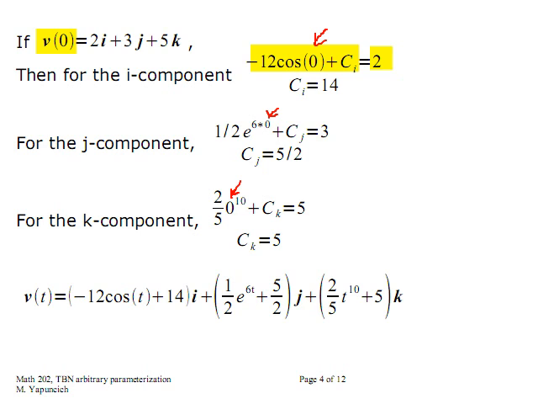Okay, so we have 1/2 e to the 0, which is 1, plus the constant associated with the j direction, and that equals 3 from our initial condition up here. And then we can solve for cj, and the same thing for c with respect to k. Then we can reassemble, and now we have an expression for the velocity given that particular initial condition. So that's the thing to note. You integrate component by component, but each component has its own constant of integration, and it has to be evaluated based on the initial velocity, which is a vector.